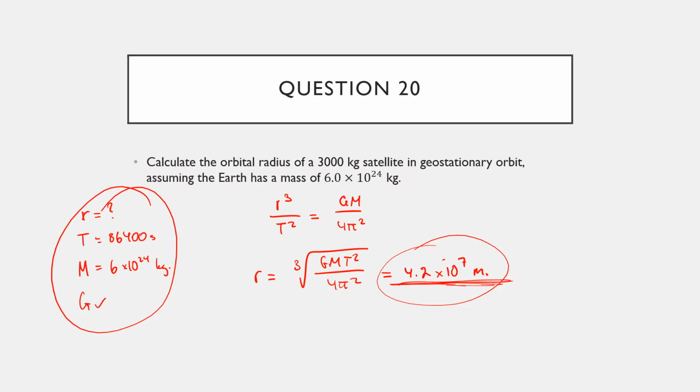Anyway, that's it. We are now done with gravitational fields. In the next few videos, we're going to be looking at the other types of fields, which are the electric field and the magnetic field, and applications of both of those.